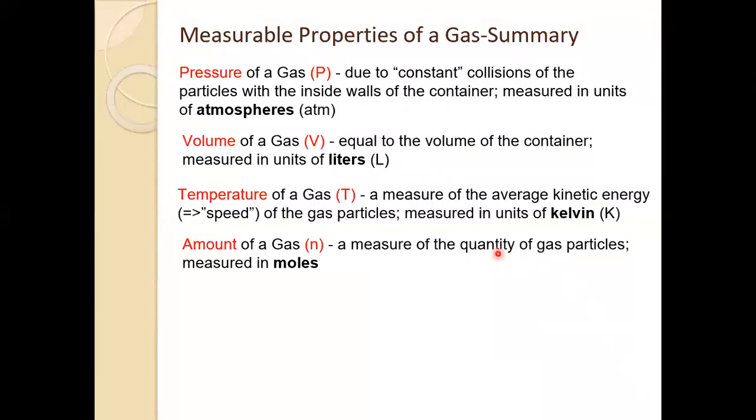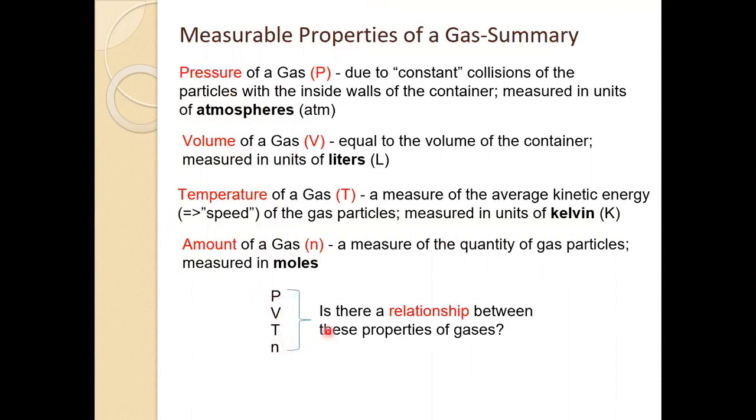To pick up where we ended our last lesson, we looked at various ways of characterizing a gas, properties we can measure: the pressure of a gas, the volume of a gas, the temperature of a gas, and the amount of the gas. The question we ended with was, if we have these 4 ways of characterizing a gas, pressure, volume, temperature, and amount, is there any relationship between these properties? So if I know one, does that tell me anything about the other?